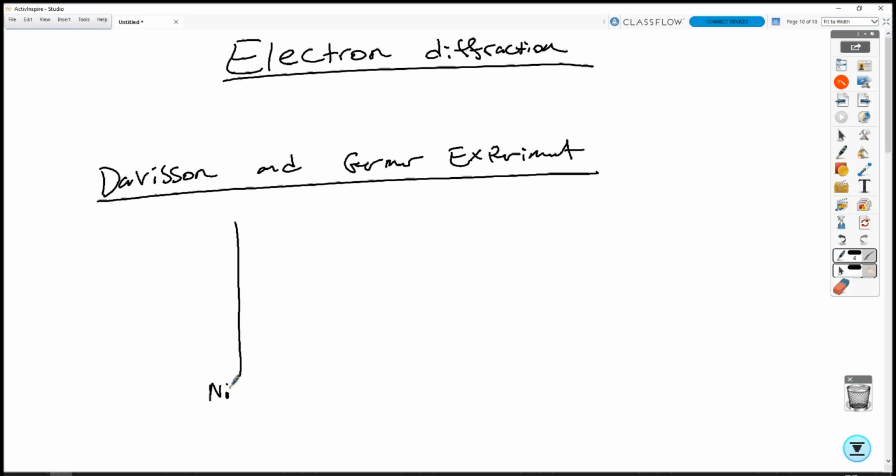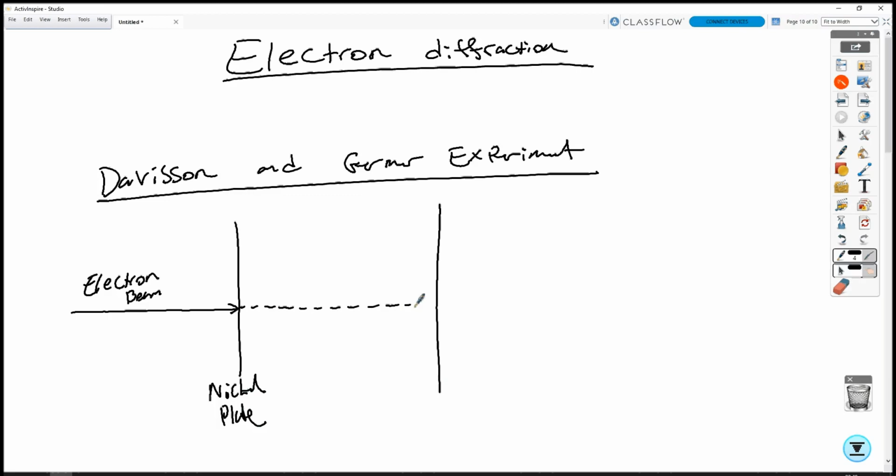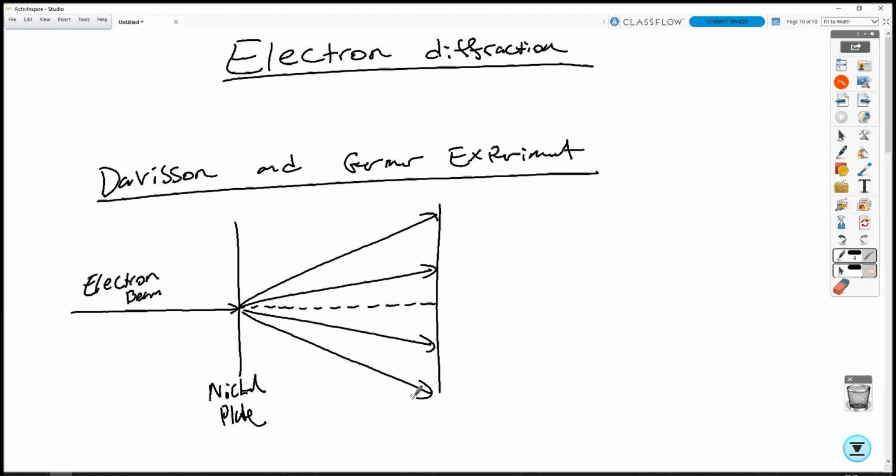So if we've got a nickel plate, and we have a beam of electrons, the atoms in the plate behave like slits. So it behaves like a diffraction grating because there's many atoms, there's many slits. That causes electrons to diffract, and strike a screen.